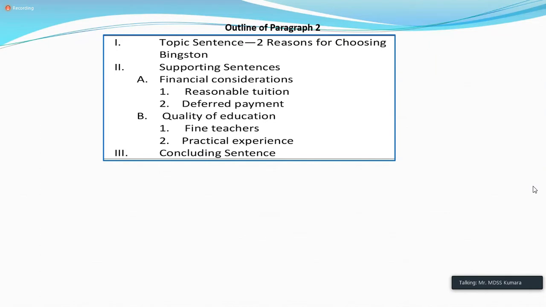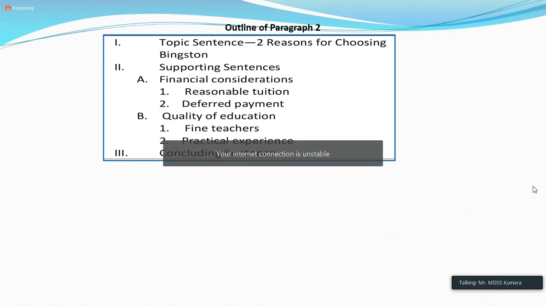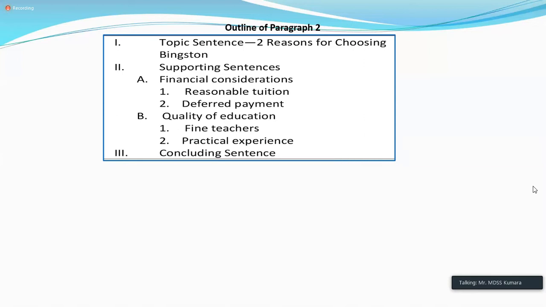Under financial consideration, the person gives two facts. One is reasonable tuition. The charges are reasonable, fair, not high. The second one is deferred payment. That means an installment scheme. Students can pay in installments.